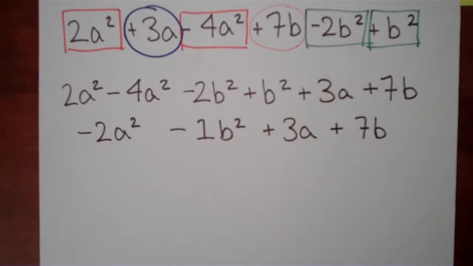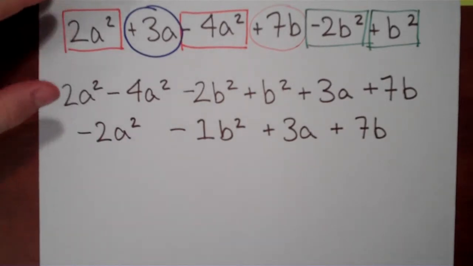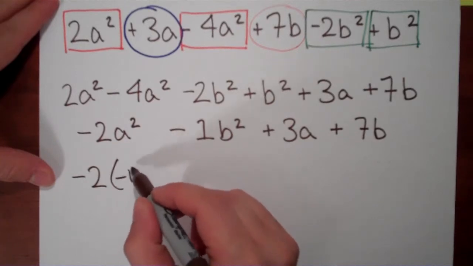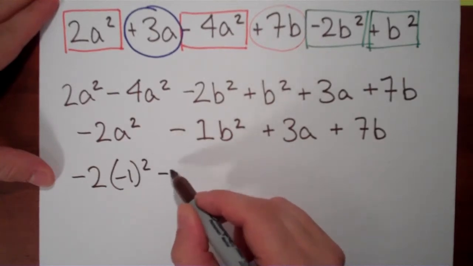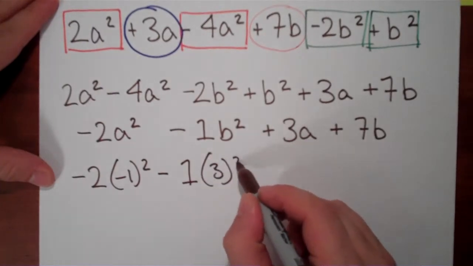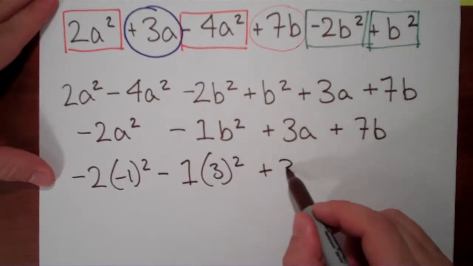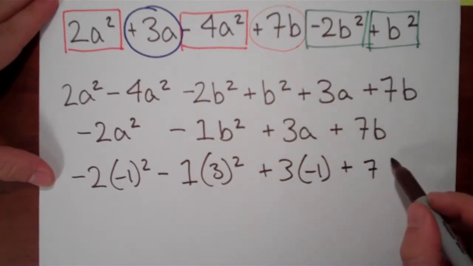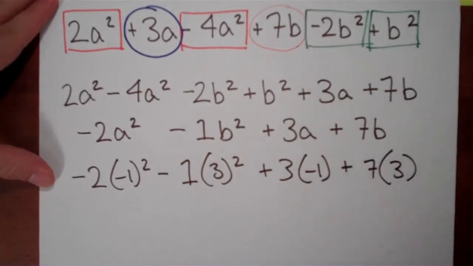Now we're plugging in. It tells us that a equals negative 1 and b equals 3. So negative 2 times negative 1 squared minus 1 times 3 squared plus 3 times negative 1 plus 7 times 3. This is going to be a long one.